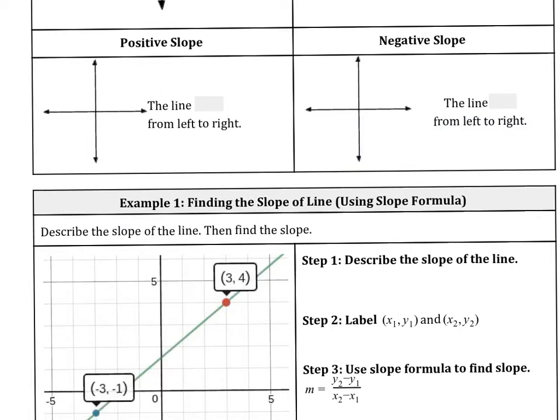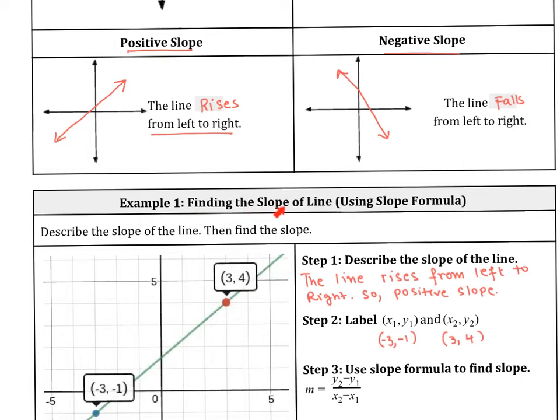Now we are going to discuss the positive slope and a negative slope. Any line that rises from left to right is called positive slope, and the line that falls from left to right is negative slope. So example number 1, finding the slope of a line. Step number 1, describe the slope of the line.